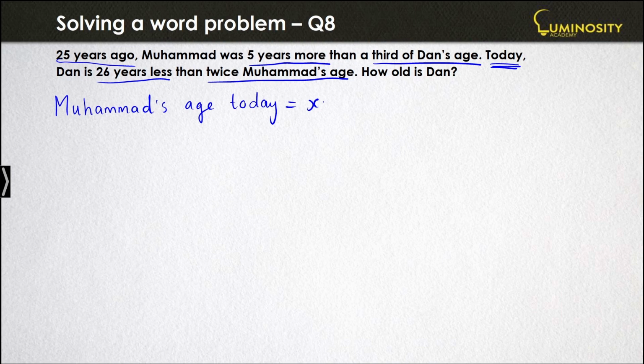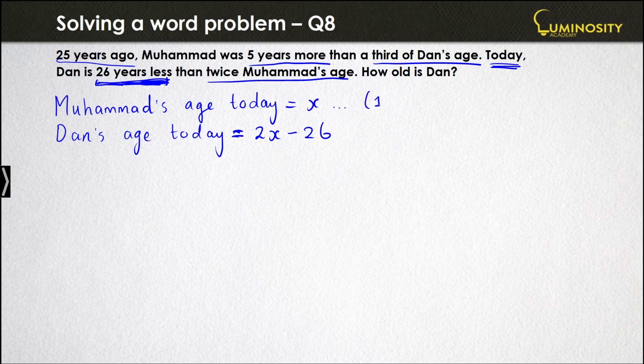How old is Dan today? So that's what we want to see now. So Dan's age today. Well, we were told that it's 26 years less, so that'll be a subtraction from twice of Muhammad's age today. So twice Muhammad's age today is 2 times x, and you got a less 26, so you got to subtract 26 years off of that. So here's our first equation, and here's our second equation.